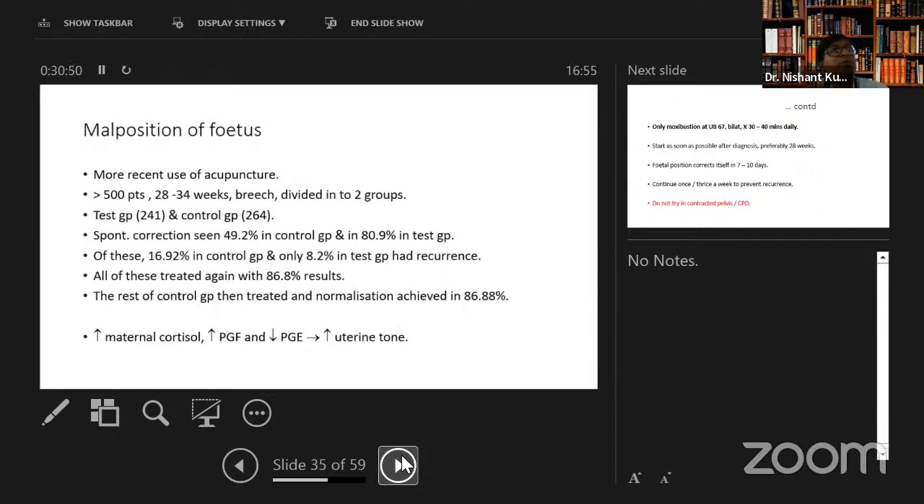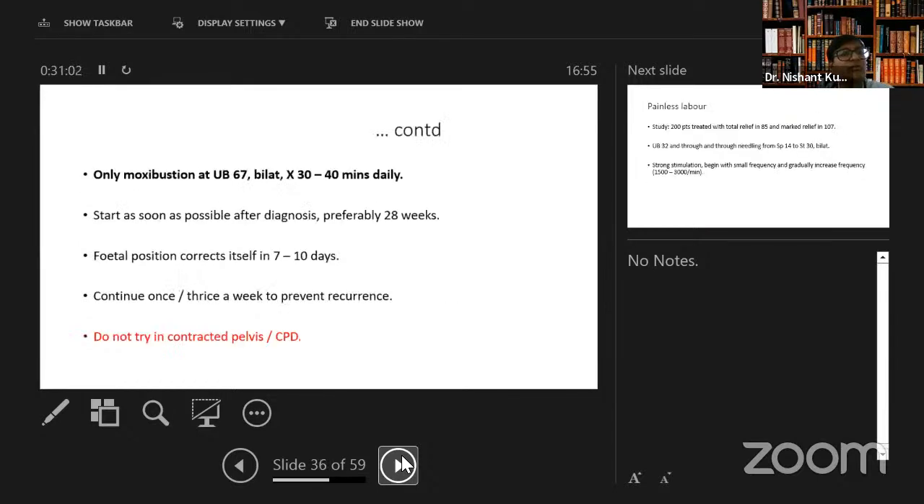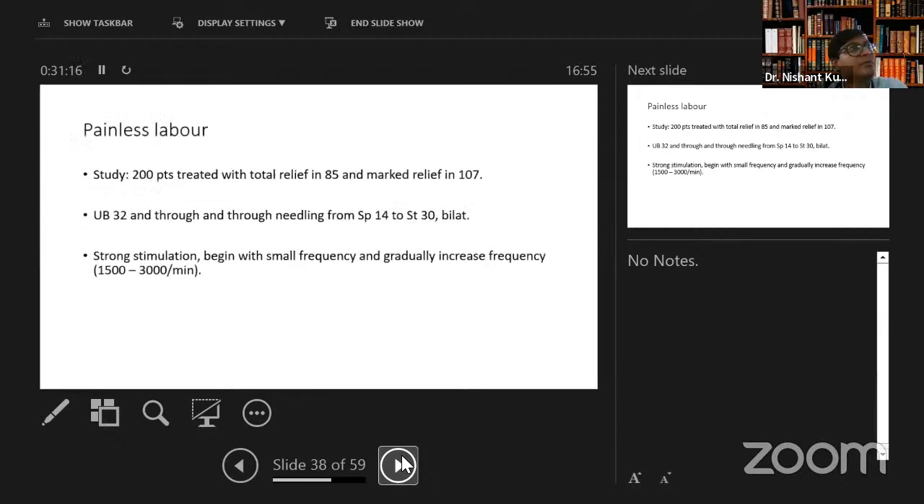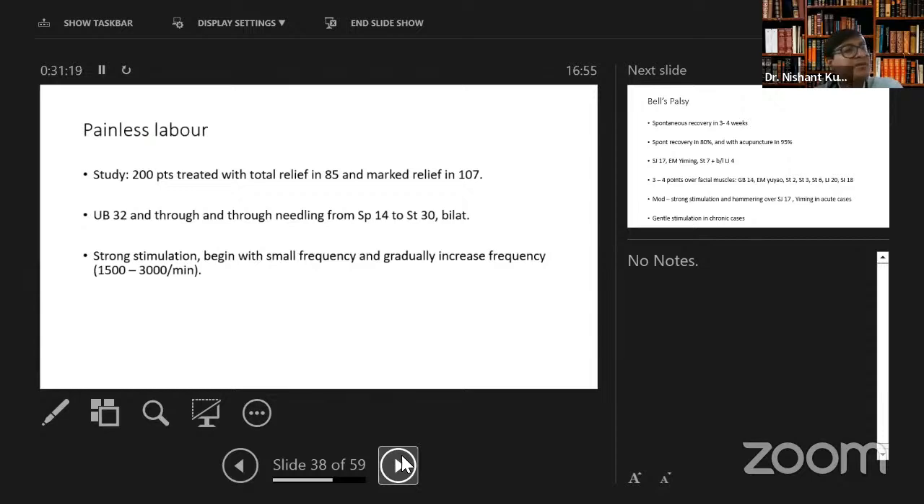Again, sir had talked about malposition of the fetus during the second stage of labor. Okay. There are studies that it can cause correction of the position. So only moxibustion at UB 67 bilateral, 30 to 40 minutes daily, will help. Okay. You do not try it in contracted pelvis or cephalopelvic disproportion. Painless labor: UB 32 and spleen 14 to stomach 30 bilateral.